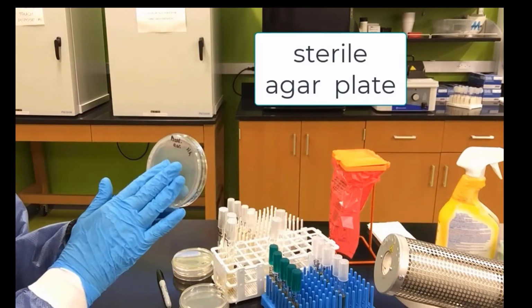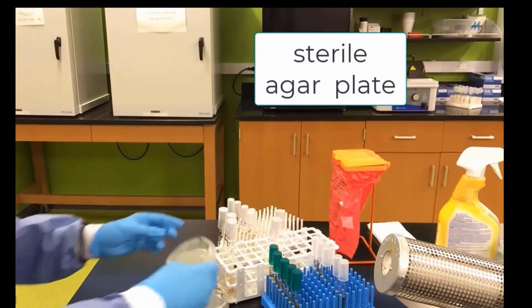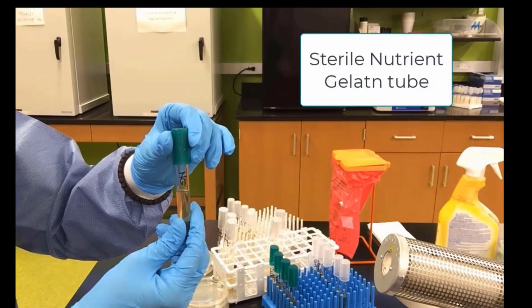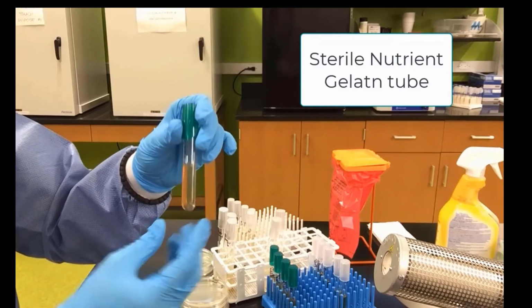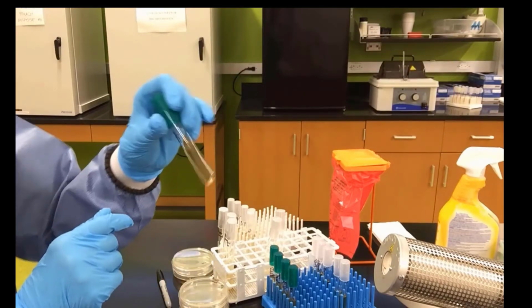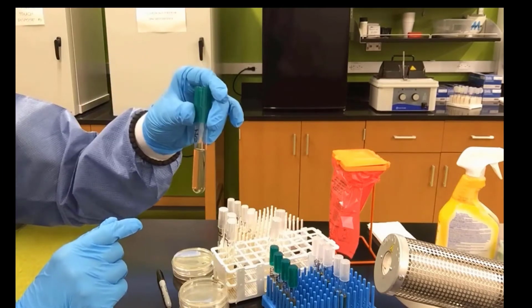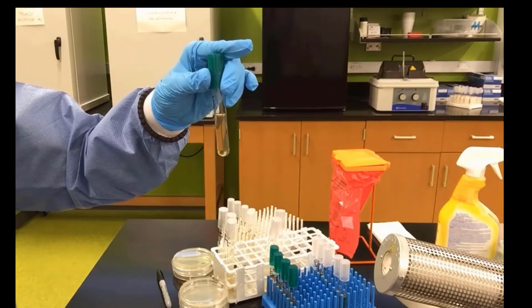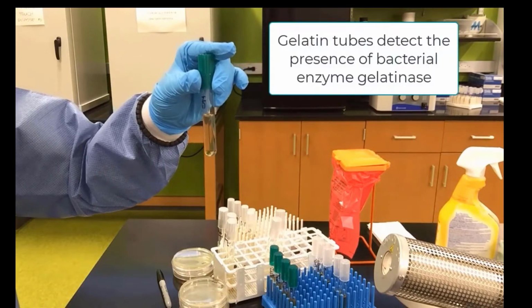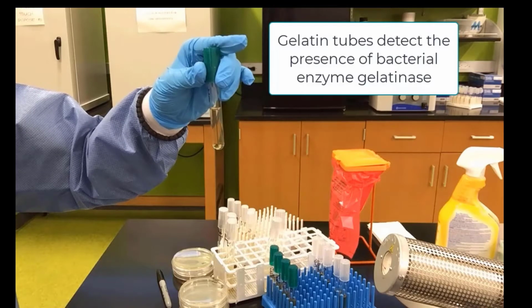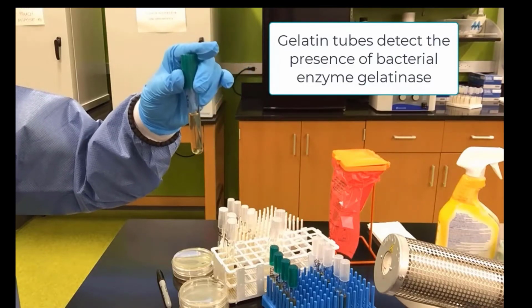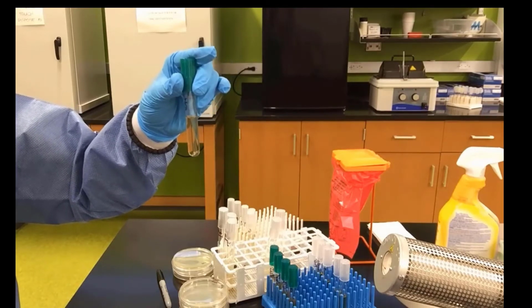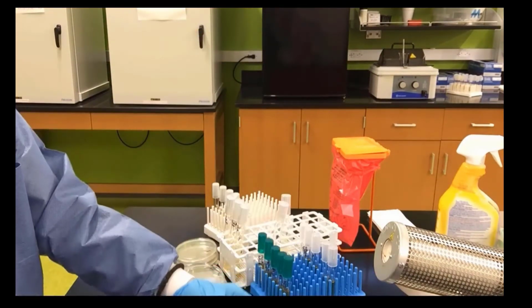This is a sterile Agar plate. Each bacterium will have its own plate. And we also have a gelatin tube, sterile here, but we will subculture each bacterium in this solid gelatin tube. Now, the thing to note is that gelatin is used to detect bacteria that have an enzyme called gelatinase. Now, gelatinase is an enzyme that breaks down gelatin. Gelatin is a product of collagen. Not all bacteria break down gelatin.